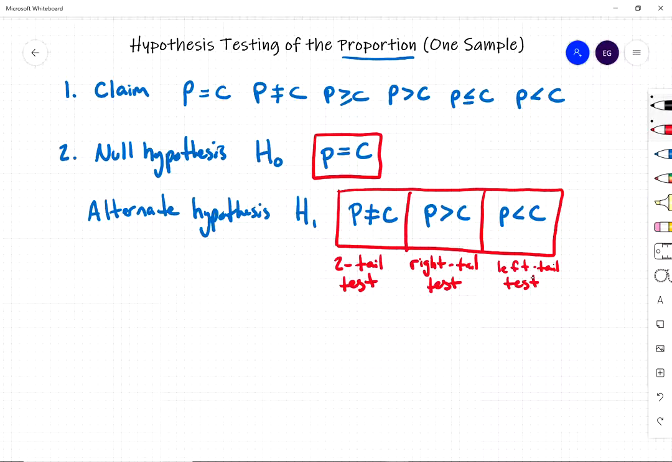Now, once you have your null and your alternate hypothesis set up, the next thing you want to do is identify all the important numbers and values associated with the problem.